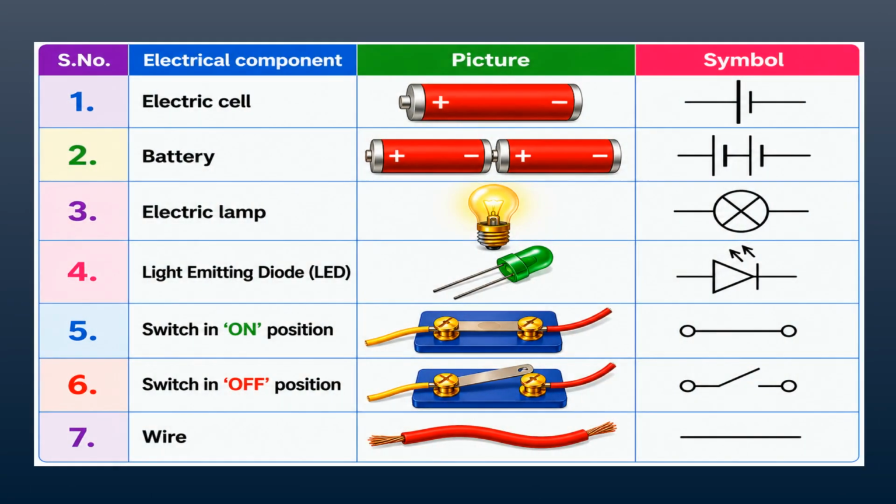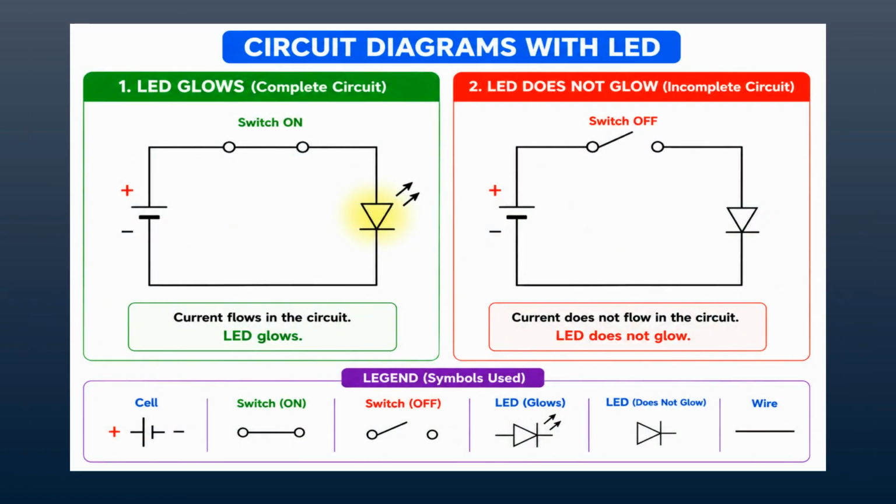Here are common electrical components and their corresponding symbols: the electric cell, a battery of multiple cells, the electric lamp, the LED, the switch in both positions, and the basic connecting wire. Using these symbols, we can map out circuits. When using an LED, a complete circuit with the switch in the on position allows current to flow and the LED to glow. An off switch leaves the circuit incomplete, so the LED remains dark.